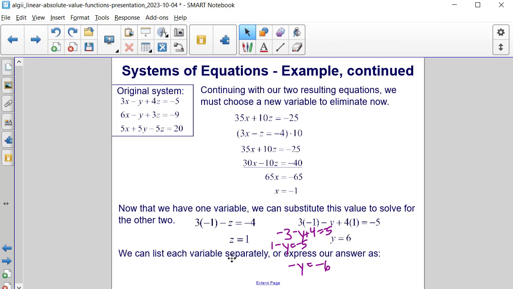And then we can list each variable separately or express our answer as a point. And when you express points in a three-dimensional plane, it goes x comma y comma z. So instead of just having a pair of numbers, now we have 3 of them. So we're going to have negative 1, 6, and positive 1 as our point of intersection for these 3 planes.